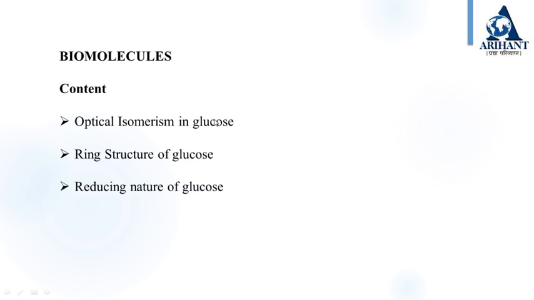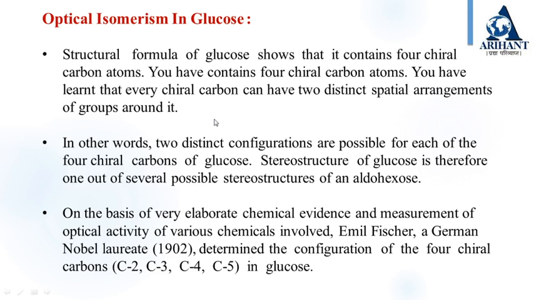Today we are going to learn the next topic in this chapter, biomolecules. In the last video, we have seen what biomolecules are, what is meant by carbohydrates, classification of carbohydrates, what is glucose, and the preparation, properties and structure of glucose. In this video, we are going to learn optical isomerism in glucose. Then we will see the ring structure of glucose and its reducing nature. So let's start with optical isomerism in glucose.